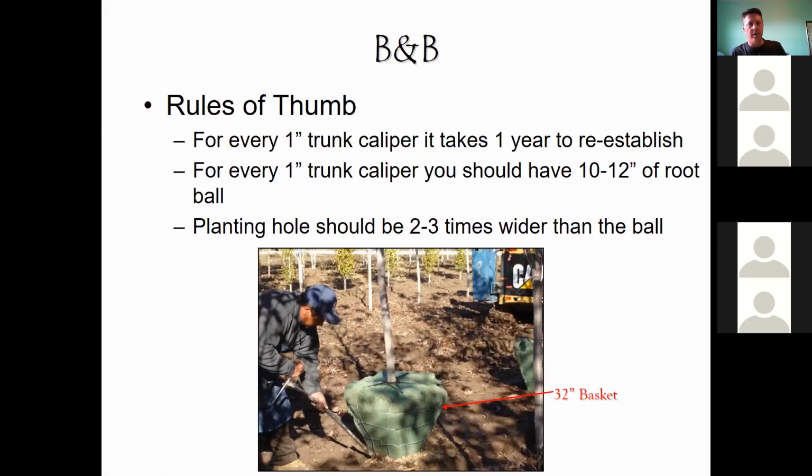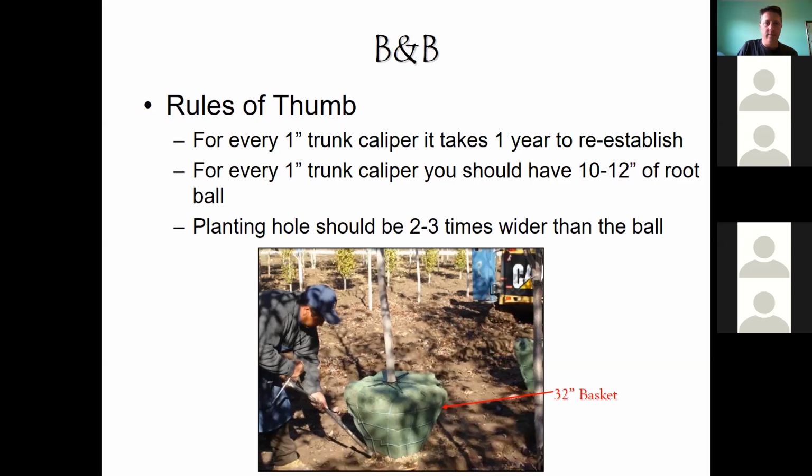So the rule of thumb with balled and burlapped, and actually I've seen this also for containerized plants, especially since in most containerized plants we have to disturb the root systems a little bit anyways, is that for every inch of trunk caliper, it takes 1 year to reestablish. And for every inch of trunk caliper, you should have 10 to 12 inches of a root ball.